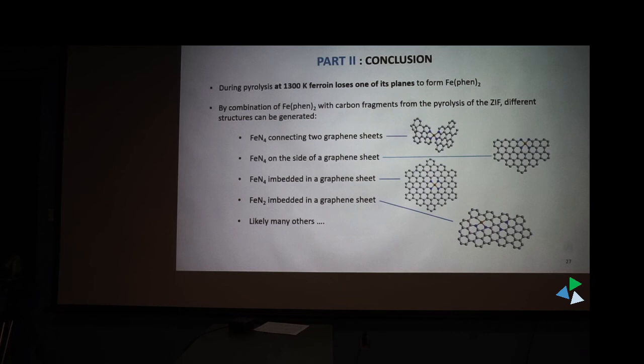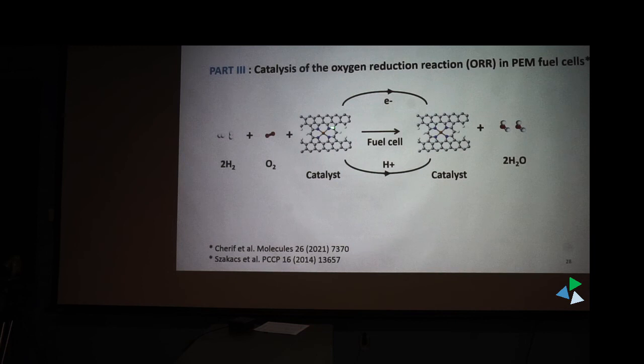Okay, this is the third part. So we're using the catalyst that we have just modeled, combined, of course, with the oxygen reduction reaction. We have two hydrogen atoms plus oxygen plus the catalyst. Inside the fuel cell, we have the flow of electrons and protons, and at the end, we have two water molecules.